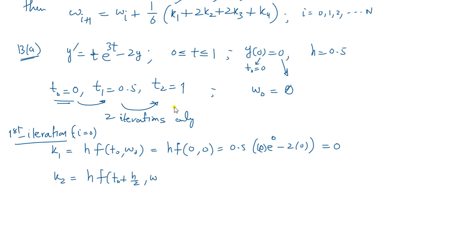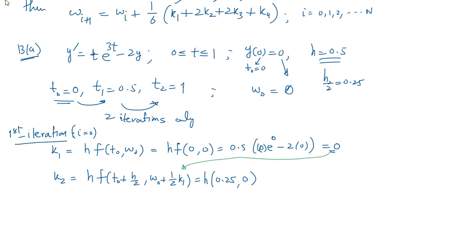Now K2 is H F of T naught plus H by 2, right? And W naught plus K1 by 2. Now I will replace this K1, right? K1 is 0. So I will replace it here. So this will become T naught is 0 plus H by 2 is 0.25 because H is 0.5. So H by 2 is 0.25, right? So 0 plus 0.25, and W naught is also 0 plus K1 by 2, which is also 0.